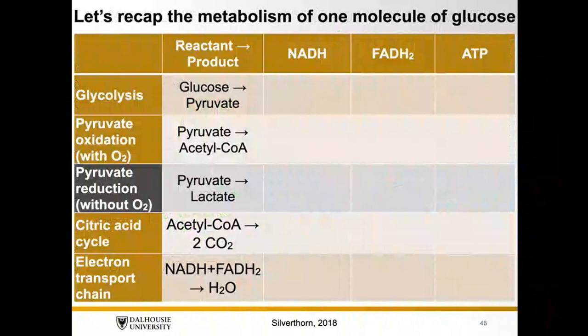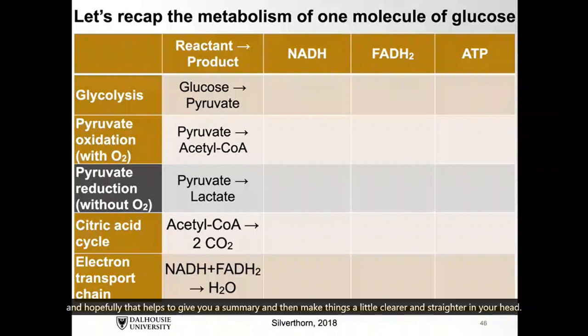So now let's recap each of those reactions and how much energy is yielded through each of the steps. And hopefully that gives you a summary and makes things a little clearer and straighter in your head. So remember that the things that we need to know for each reaction are the name, how it starts, so what's the reactant, how it ends, what's the product, and the energy yield in terms of NADH, FADH2, and ATP. So step 1 is glycolysis, where we take glucose and convert it into pyruvate.